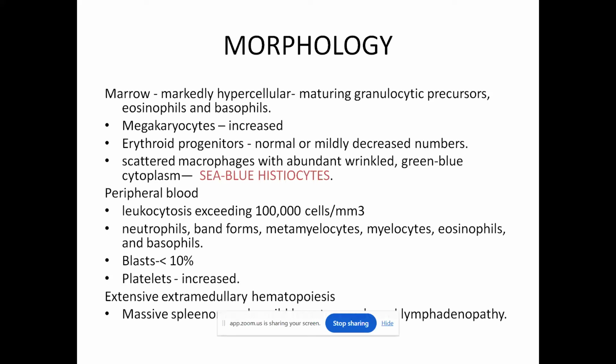The macrophages will eat the apoptotic cells. They produce abundant wrinkled green-blue cytoplasm. These macrophages contain the green-blue abundant wrinkled cytoplasm. This is called sea blue histiocytes.